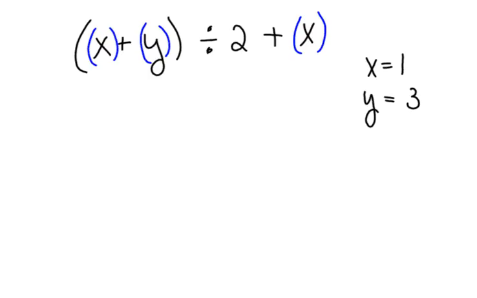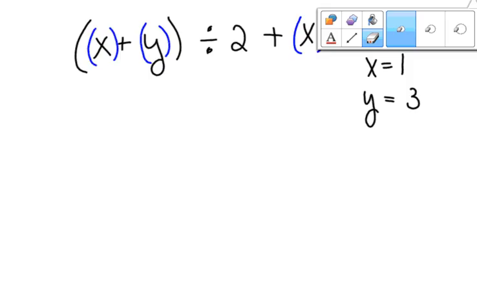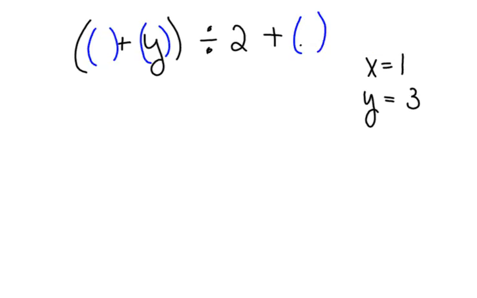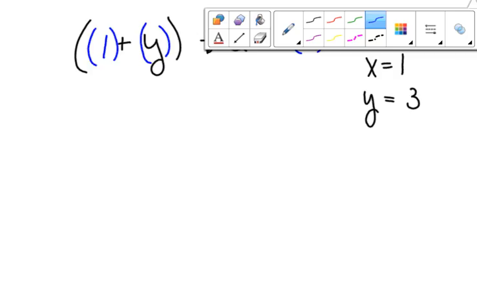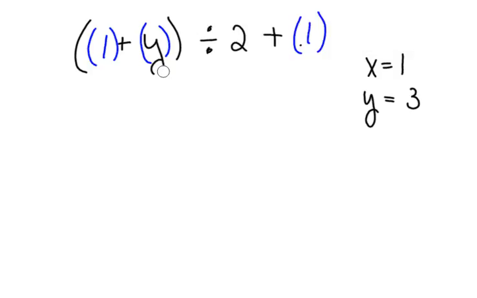I'm going to erase, using my little tiny eraser, the x, and every place I see x, I am going to replace it with the number 1. And every place I see the y, I'm going to use my little eraser again, erase my y, and replace it with the number 3.